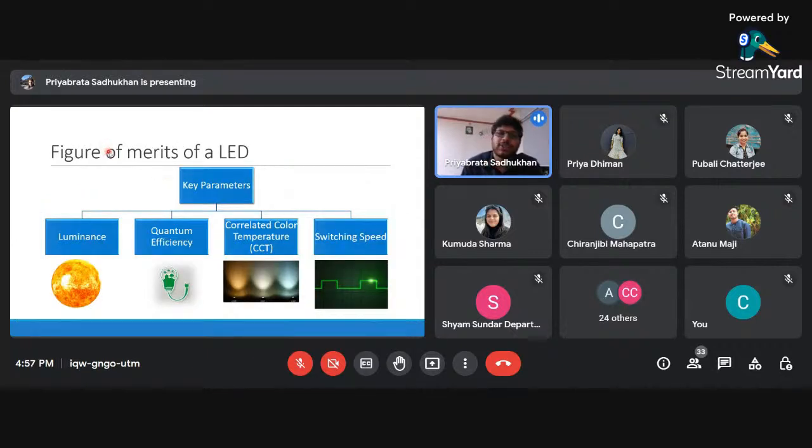And there are different figures of merit of an LED. The key parameters are the luminance, which you can say is the brightness of an LED. Second one is the quantum efficiency. That means how efficient the LED is, which in common man's words, is how much electricity it can save. And the third one is the correlated color temperature. It is more important for display technology. How color accurate the display will be depends on the correlated color temperature, or the CCT. I will explain it later in detail. And the fourth one is the switching speed. It is mostly important for communication.